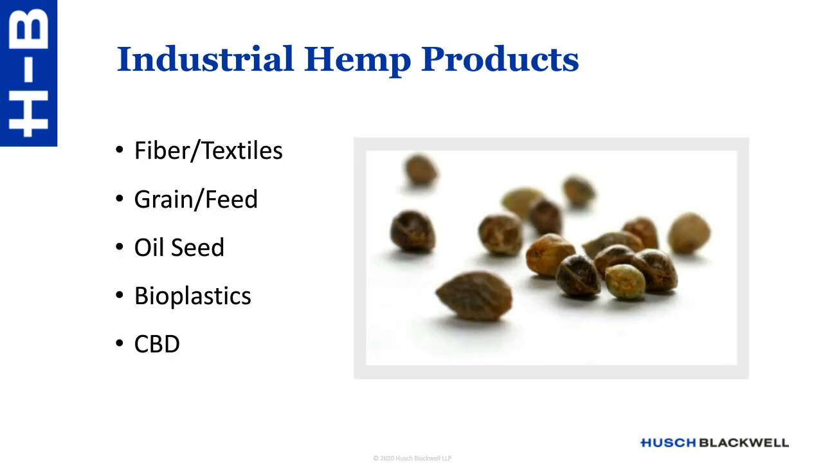Fibrous textiles, as I talked about earlier, grain and feed for livestock. Oil is pressed from the seed of the plant, and can also be pressed from the flower of the plant as well. That oil is high in omega-3 and 6, high in protein, and has a lot of medicinal value. There still needs to be a lot of science that comes out of that, but there are a lot of promising things coming from it.